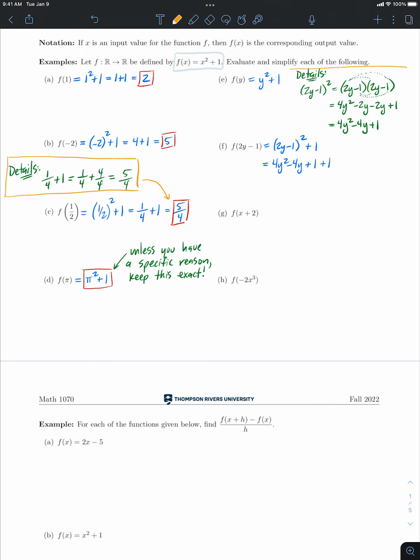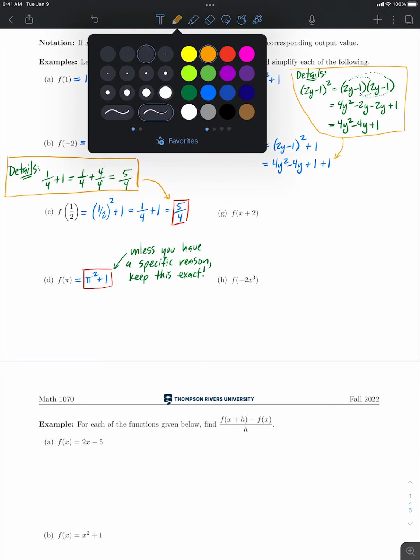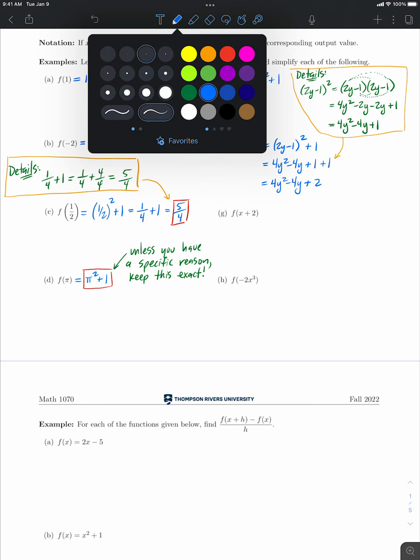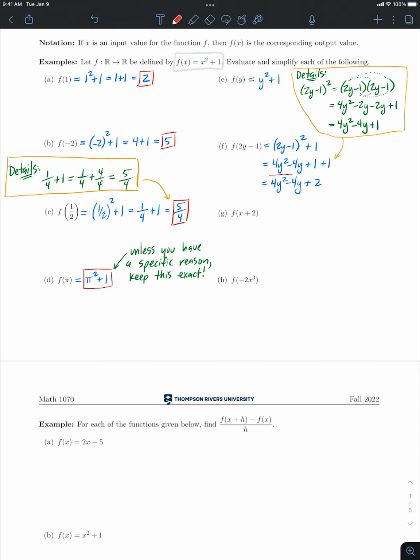Okay, so that is a bit of a digression, but that is where that step is coming from. Now that we're there, we'll clean this up even further. The plus 1 plus 1 can be written as plus 2. So we've got 4y squared minus 4y plus 2. That is our final answer here. And for this one, we had y squared plus 1. It didn't really feel like we did much up here, but nonetheless, that's what your final answer for part E would be. It'd be y squared plus 1.